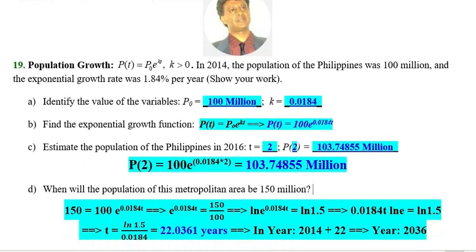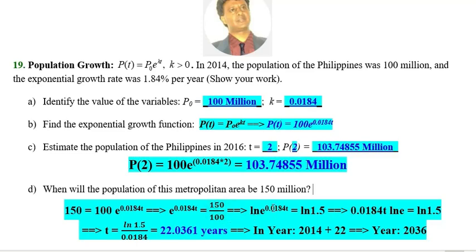Then when will the population of the Philippines be 150 million? And that is P of t is 150 million. That is 150 million equals 100 million times e to the 0.0184t. So divide both sides by 100, that is e to the power of 0.0184t equals 150 over 100. Then take natural log of both sides, that is ln of e to the 0.0184t equals ln of 1.5. 150 divided by 100 is 1.5.